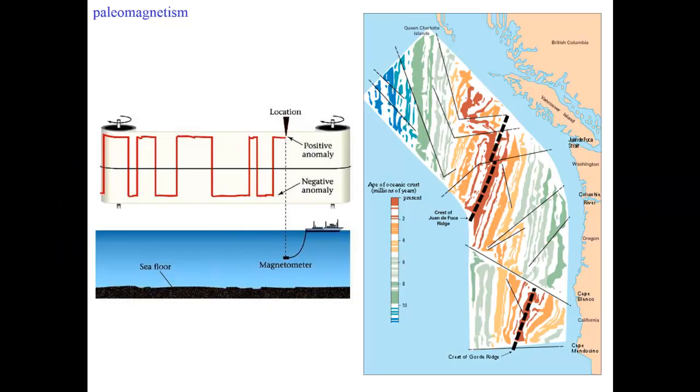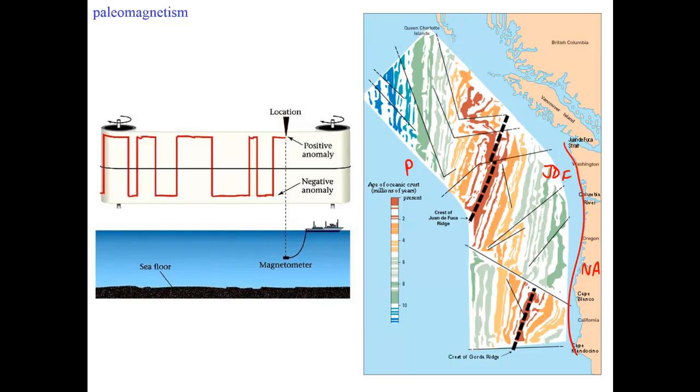Here's another example. This is the Juan de Fuca Ridge off the coast of Washington State. So this is the ridge between the Pacific Plate and the Juan de Fuca Plate, and then there's a subduction zone here, and then this is the North American Plate over on the far right. So there's 3 plates in this picture.